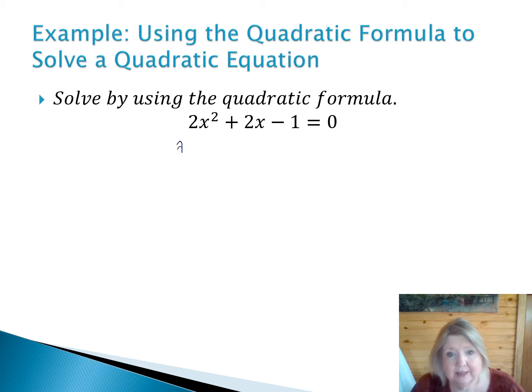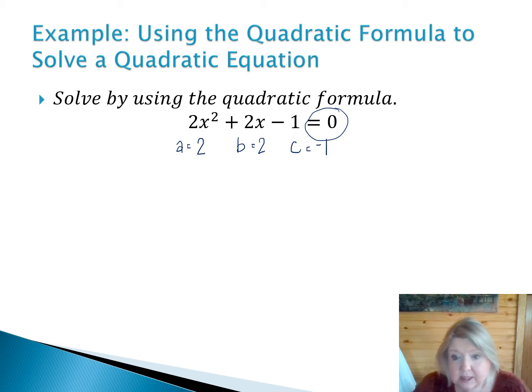So I'm going to identify A, B, and C. First of all, be sure it's set equal to 0. That's number one priority. A is 2. B is 2. C is -1. Now be certain when you do this that this is in standard form. A must be the coefficient of the quadratic term. B must be the coefficient of the linear term, and C must be my constant term. If somebody mixes up the order on us, it doesn't matter. I still have to put them in the right place.